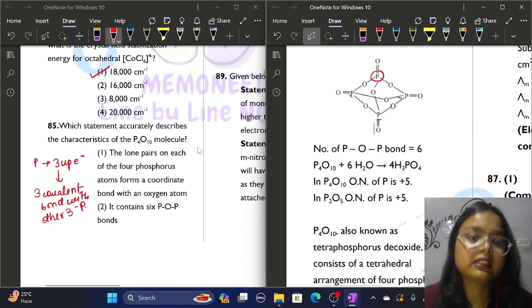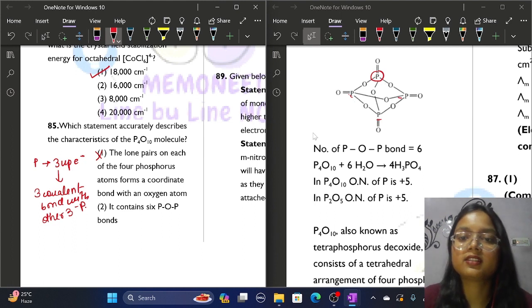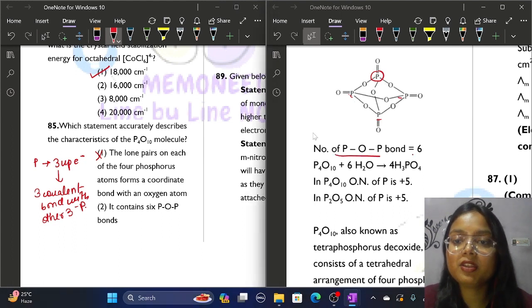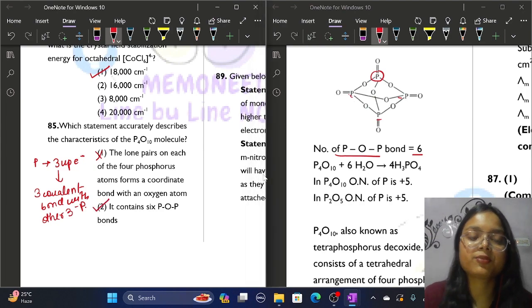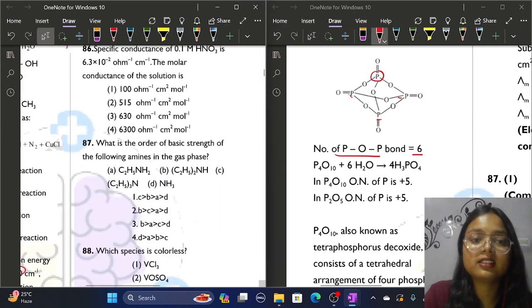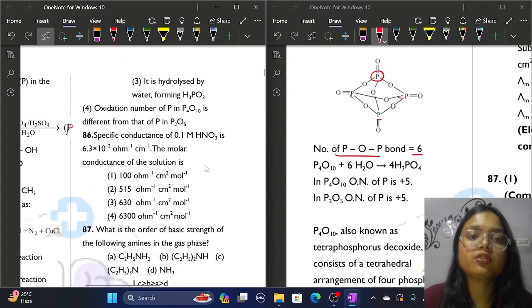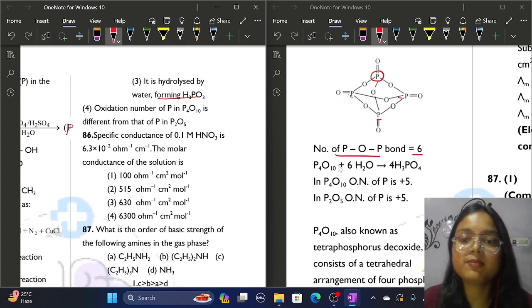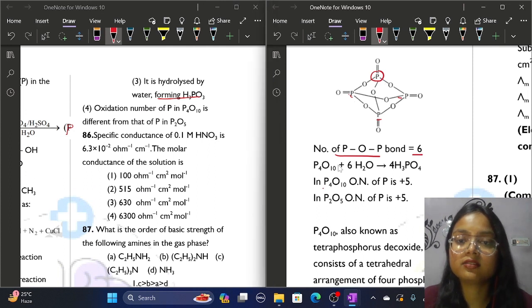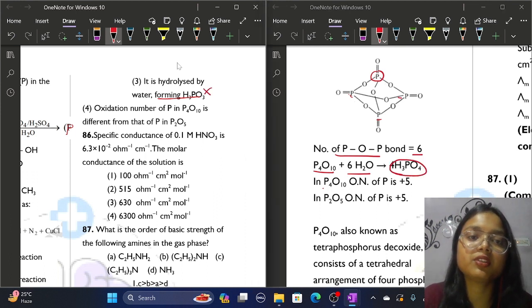So the first one is the wrong one. It contains 6 P-O-P bonds. So the number of P-O-P bonds is 6, and this will be the correct option. Let's see the other options as well. It is followed by hydrolysis with water forming H3PO3. If P4O10 undergoes hydrolysis, then H3PO4 will be formed and not H3PO3. So this is also a wrong answer.